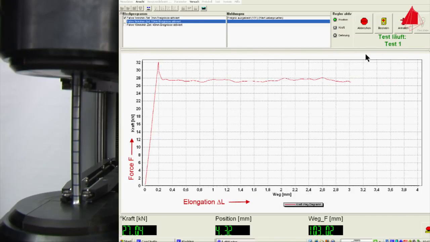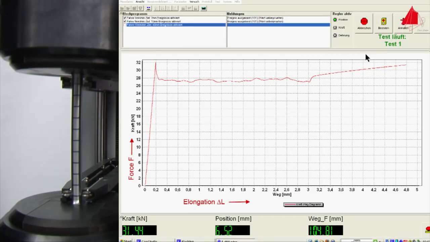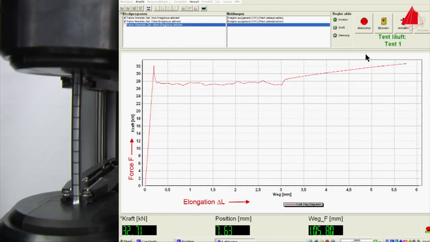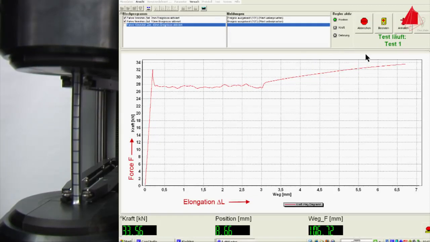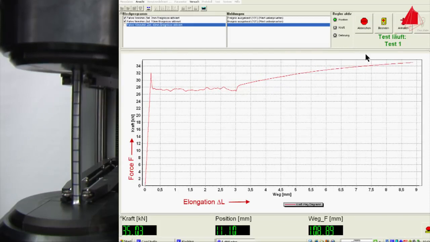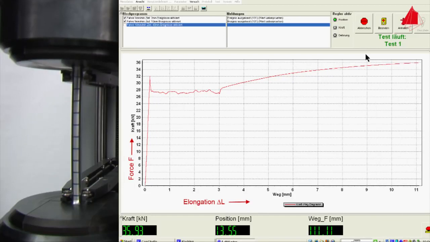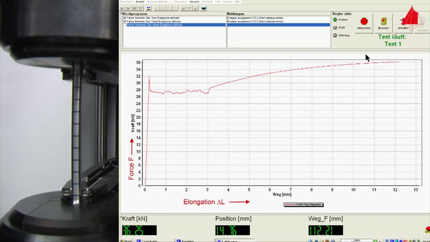After a certain strain, known as the Lüders strain, the force increases again. The material opposes an increasing force against the imposed elongation. Its strain hardens. Up to the point of maximum force, the test piece is strained uniformly along its length. This means that the test piece gets longer and thinner but keeps a cylindrical shape.